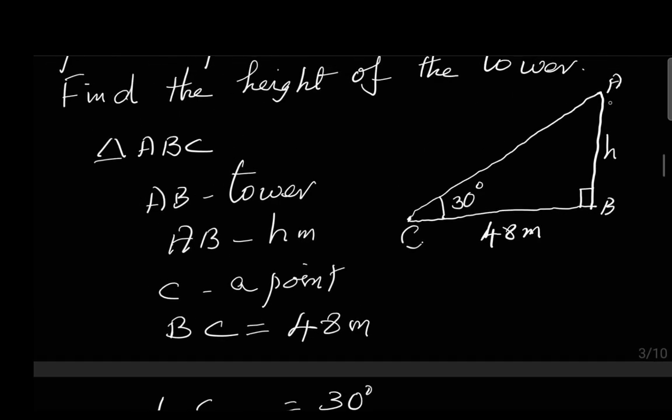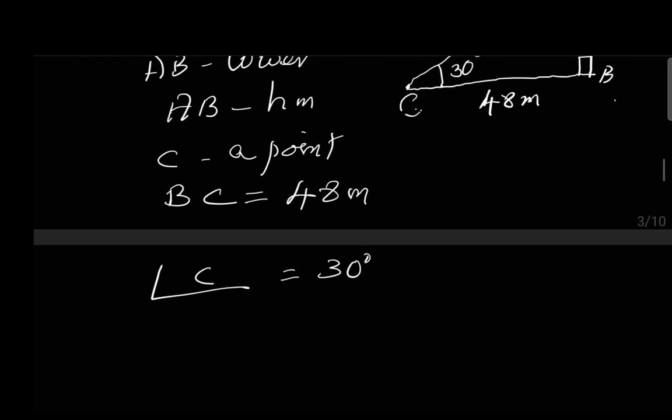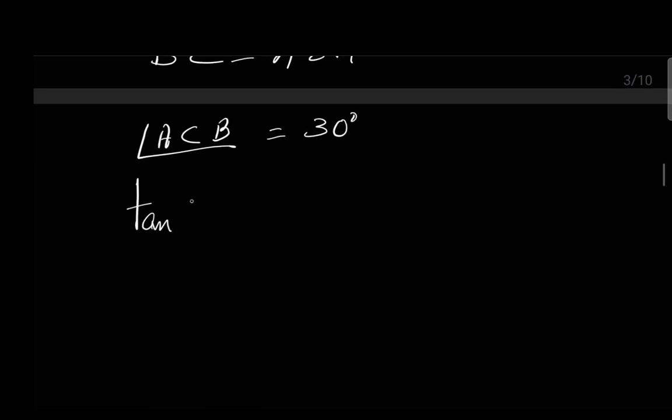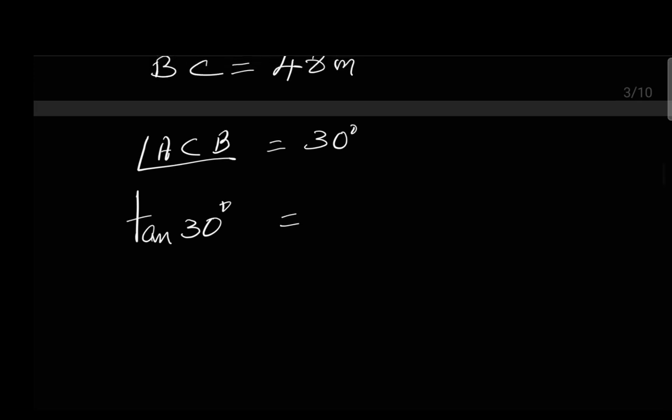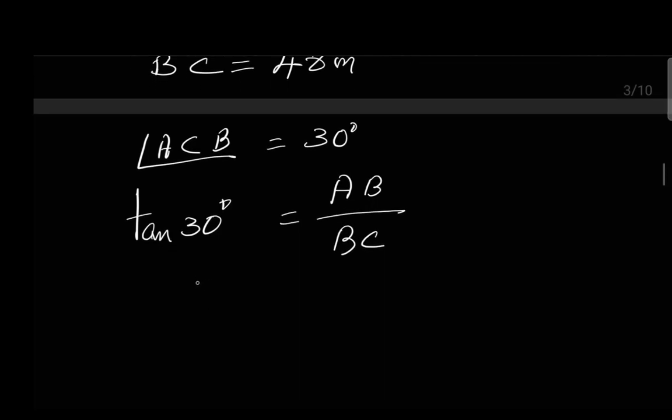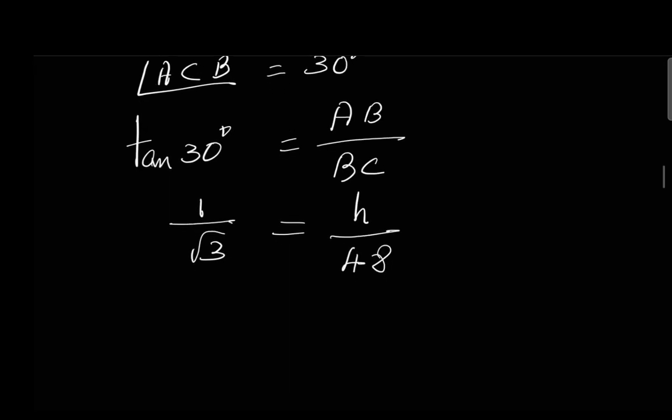So you write the remaining letters A and B, that is A, C, B. So angle ACB equal to 30. So this is the side opposite to the 30 degree angle, and this is the adjacent side. So let me take tan. Tan 30 is equal to opposite by adjacent. So AB by BC. So what is tan 30? 1 by root 3. And AB is given h. BC is 48. So we have to find h.